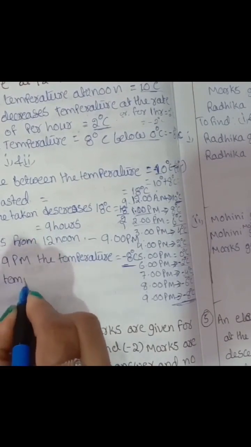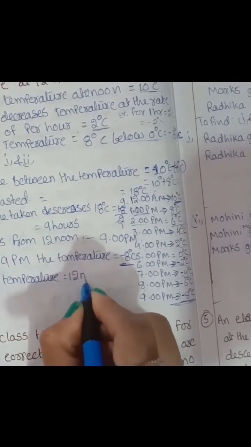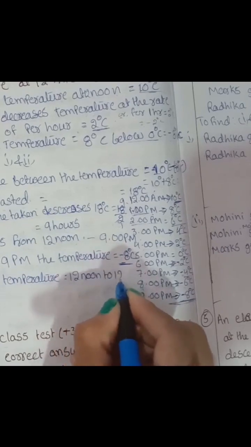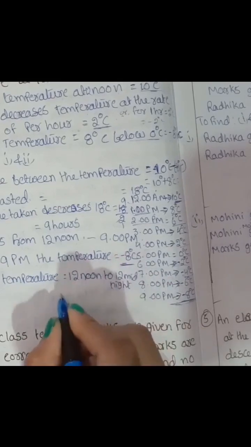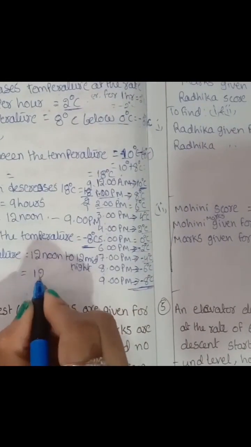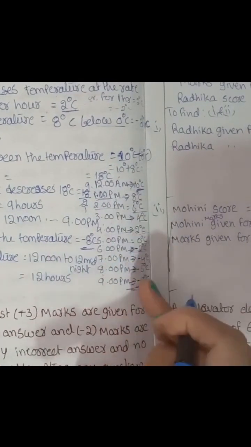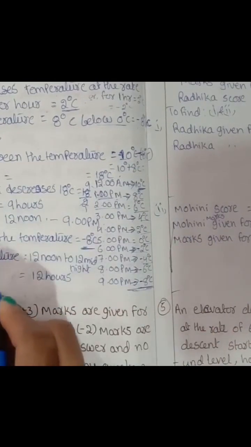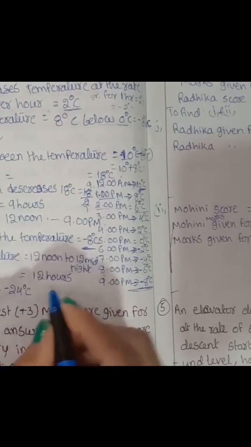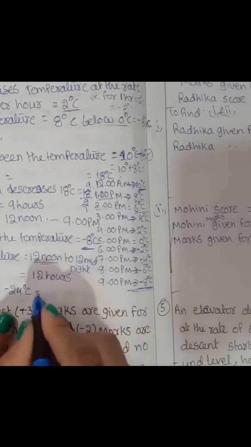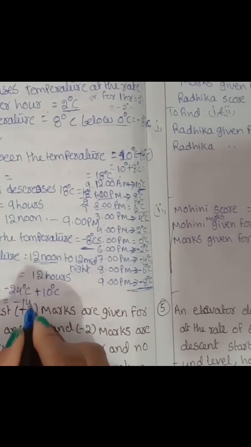Total temperature, from 12 noon to 12 midnight, means 12 hours only. Each hour it decreases by 2 degrees centigrade, so 12 into 2 is 24 degrees centigrade decreasing. At 12 noon the temperature is 10 degrees centigrade. So the total is minus 14 degrees centigrade.